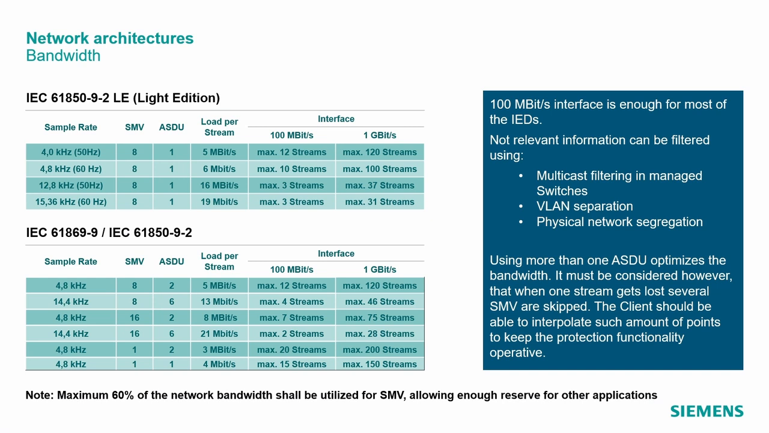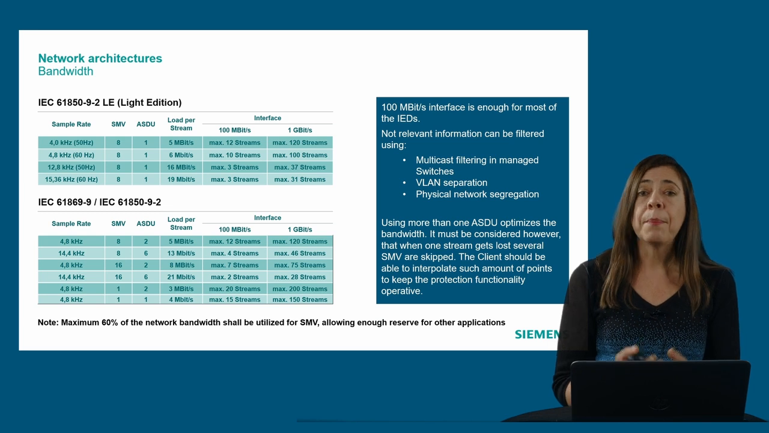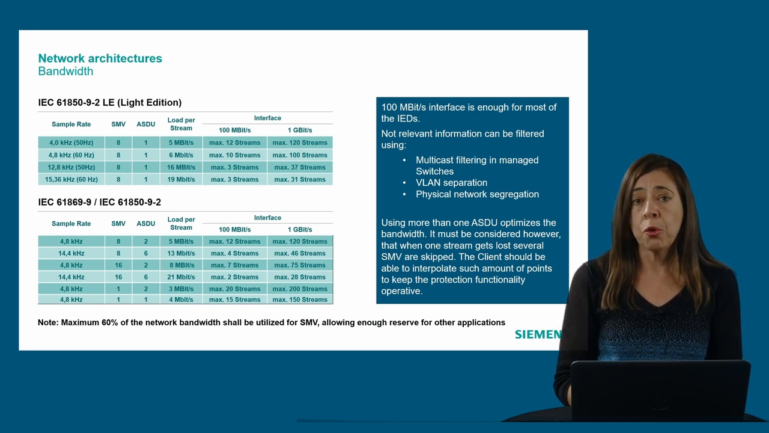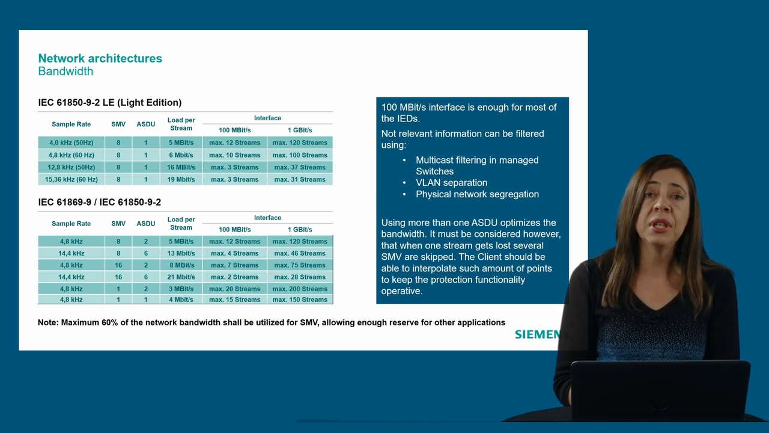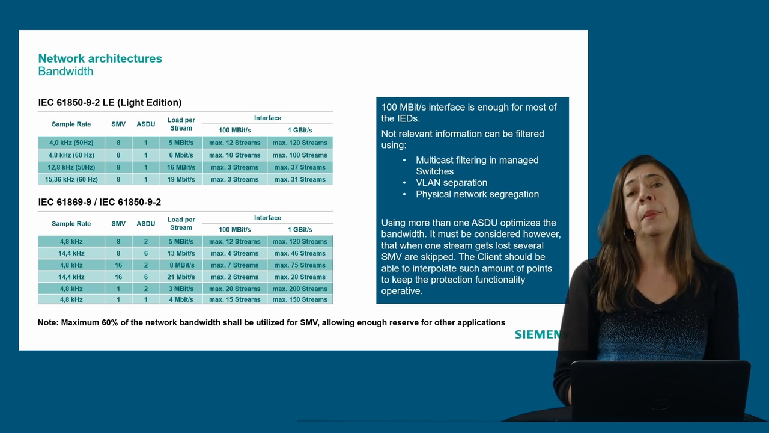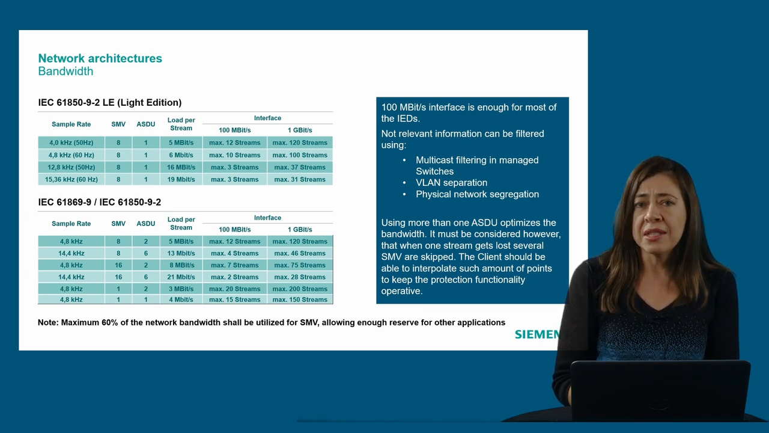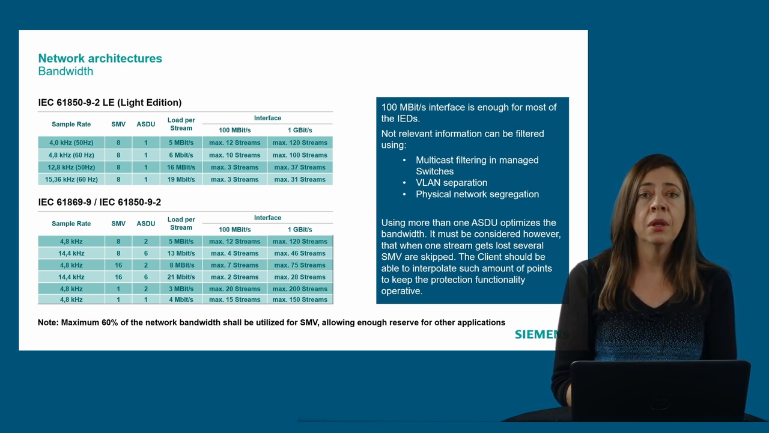Here you have a couple of tables that can help you to know the use that you are doing in your network depending on the type of the stream and also the different sampling rates that can be used. Normally, in the backbone, we will have a lot of information. So we will have gigabit networks there, but in the protection devices, it is enough having interfaces with 100 megabits per second.